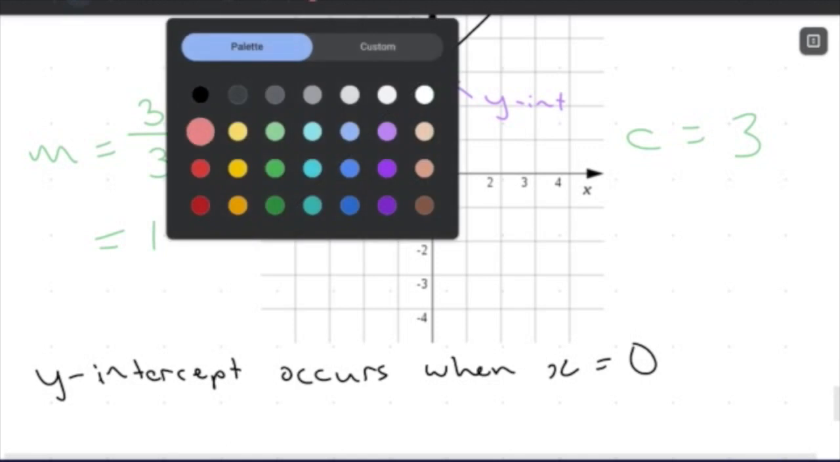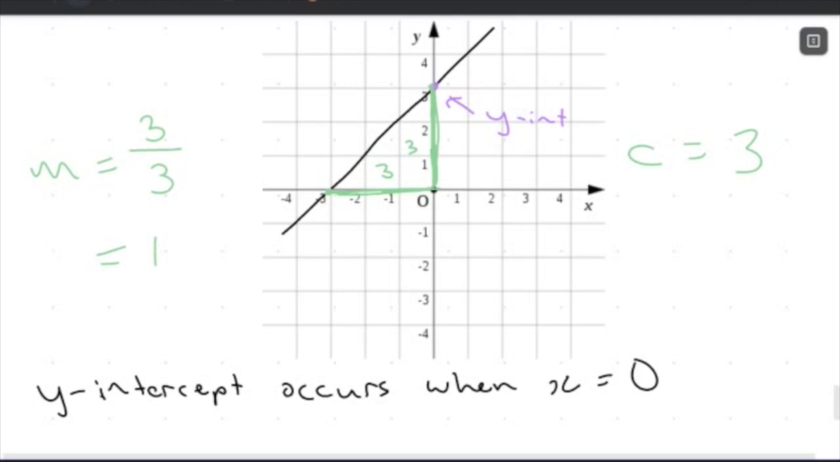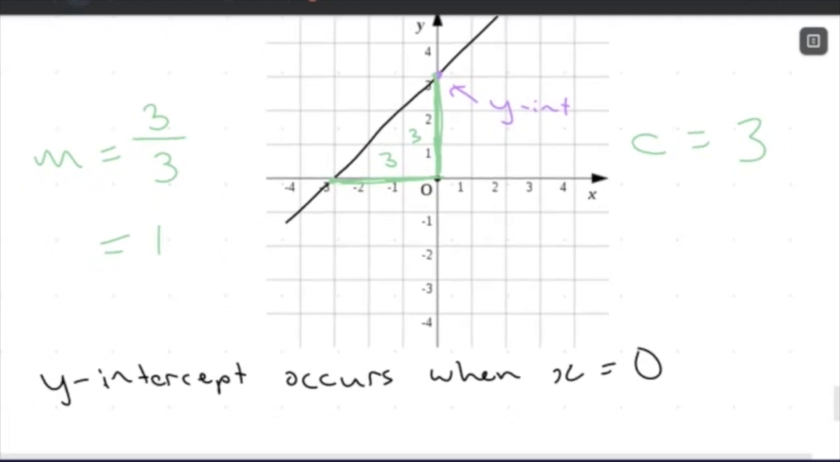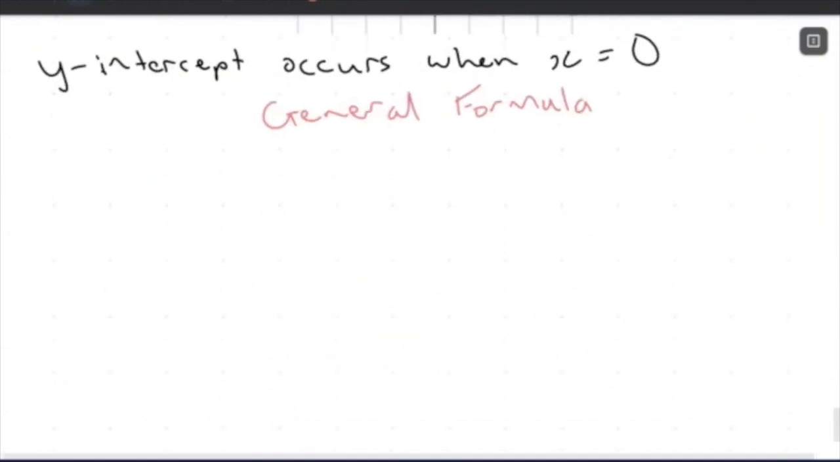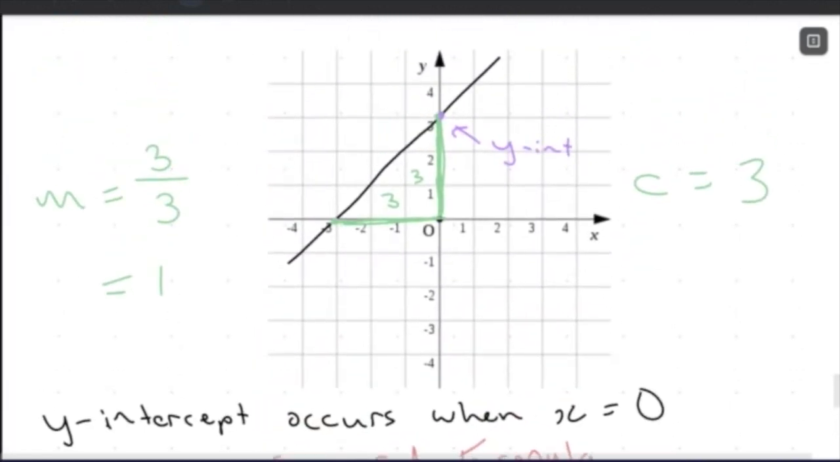Now, just looking at this graph here, I'm going to show you the general formula of a line. So the general formula, or just essentially how it's laid out, we write this as y equals m, our gradient, x, plus c, our y-intercept. Now, let's look at the graph we actually had here.